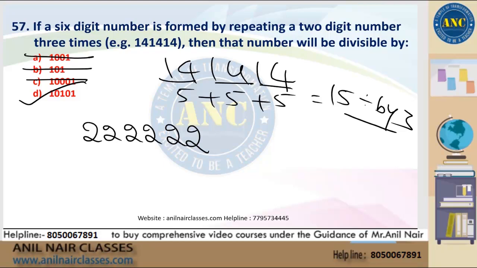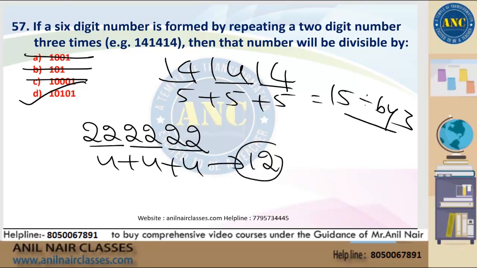You write any 2-digit number down 3 times. 2 plus 2, 4, 4, 4. 4 plus 4 plus 4 is 12. 12 is divisible by 3. Right? Any 2-digit number written 3 times is always divisible by 3. What is the divisibility rule of 3? The sum of the digits should be divisible by 3.